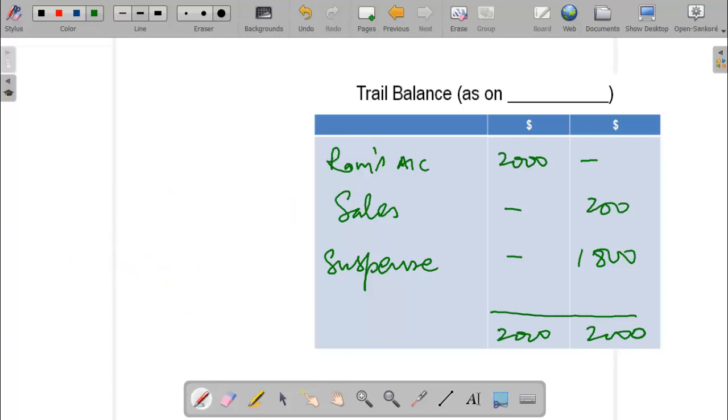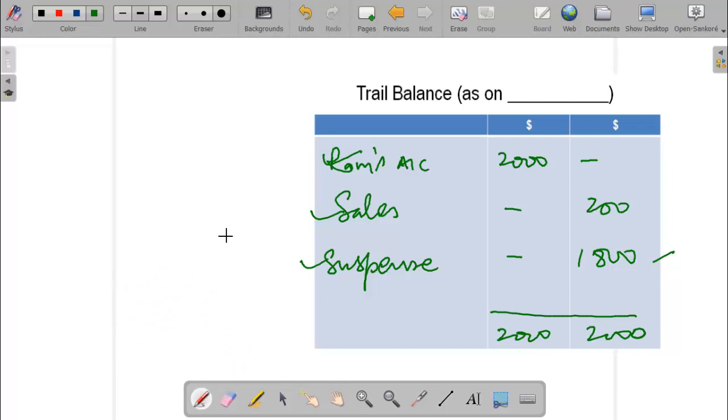First I will show Ram's account, then sales account, then I will see whether the total is coming the same or not. But we saw the total is not coming the same. There is a shortage of 1800 in the credit column. So I put the 1800 in the credit column. And what name will I give to that 1800? Suspense account. Got it?